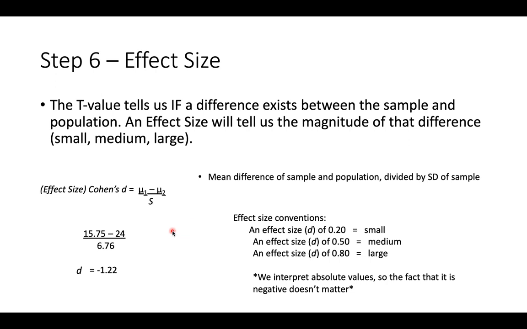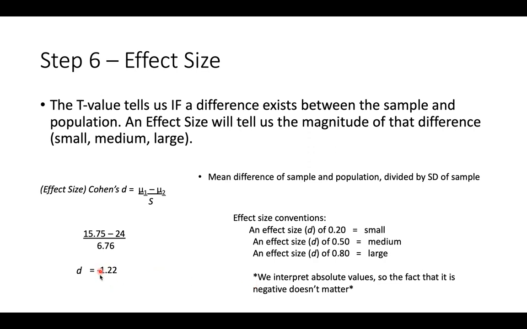The formula for effect size is super simple. We already have everything we need. We don't have to find anything else. The numerator is our mean difference. The denominator is S that we already calculated earlier, 6.76. So we just plug and chug, and it's going to give us a Cohen's d, which is the name of this statistic, a Cohen's d of negative 1.22.